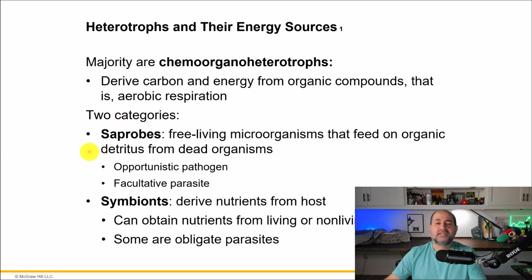And do you remember that fungi are saprobes, free-living microorganisms that feed on organic detritus from dead organisms? So the saprobes would be an example of chemo-organo-heterotrophs. Also, parasites. Parasites are examples of chemo-organo-heterotrophs as well, usually.